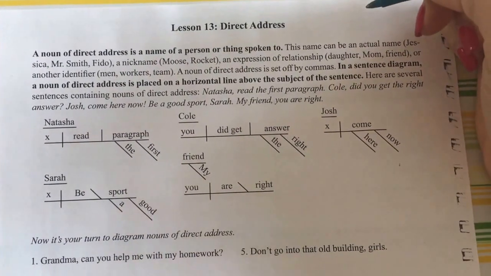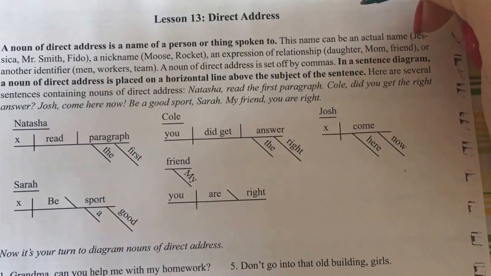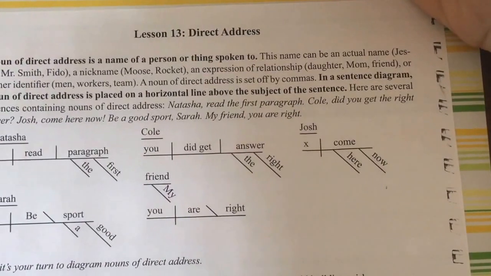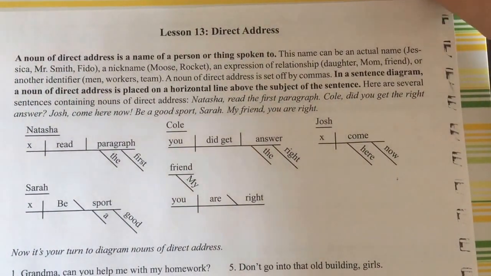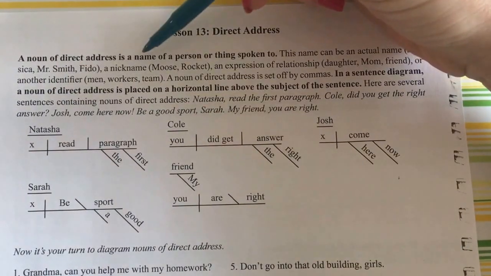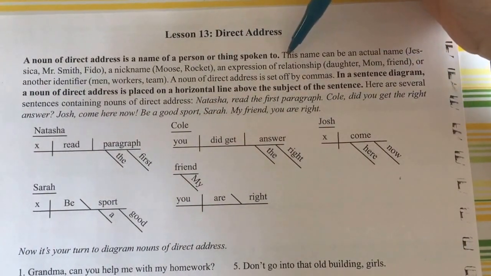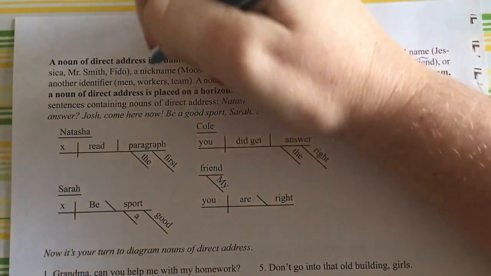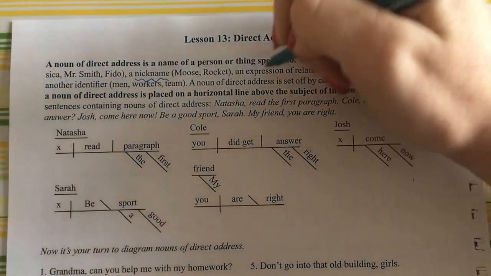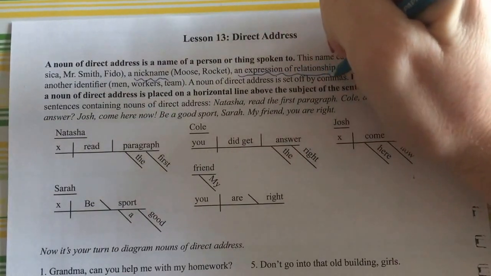Welcome to Lesson 13 on direct address. Today we're going to be talking about a new concept of direct address. Now, direct address is the idea of directly talking to a person. A noun of direct address is a name of a person or thing spoken to. It can be an actual name, or it can be a nickname, or an expression of relationship.